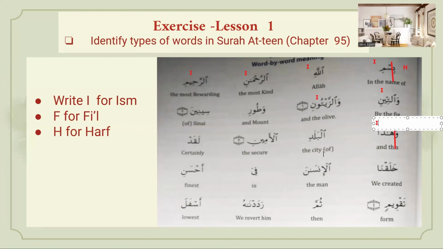Al-baladi, the city. Okay. Al-amin, the secure city. So secure is an adjective, a quality, and balad, city, is ism. This is also ism, and the secure, which is an adjective or sift, is also ism. So that's how you are going to do it, because the meaning of each word is there. Laqad, certainly, khalaqna, we created. So khalaqna is what? Created. So this is fail.